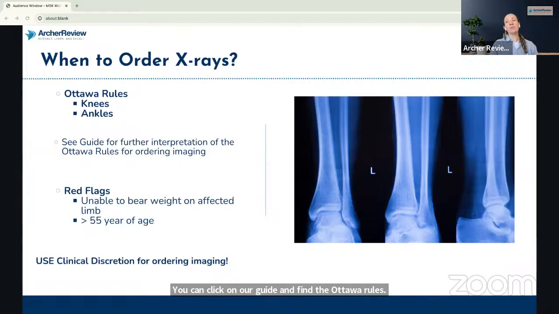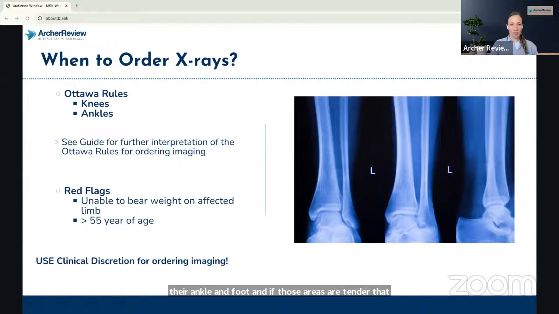But the Ottawa rules tell us when we need to order an x-ray. And I specifically use this when somebody presents with acute ankle pain, okay? So somebody comes in, they have what we think is probably a sprain, and we perform what is called the Ottawa rules. So we're touching certain parts of their bone, in their ankle and foot. And if those areas are tender, that will guide us to order an x-ray.